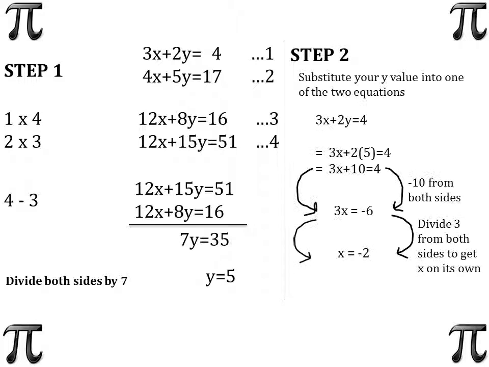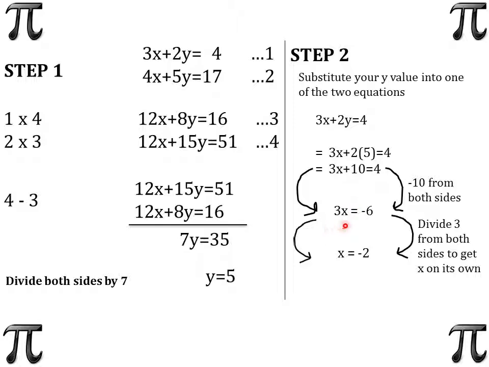So, step 2, you substitute your y value into one of the two equations. I picked 3x plus 2y equals 4, because why not? So 3x plus 2 times 5 is equal to 4, and 2 times 5 is 10. So 3x plus 10 is equal to 4. Now you want to get the x by itself, and the numbers on the other side. So you take away 10 from both sides, and you're left with 3x equals minus 6, because 4 minus 10 is minus 6.